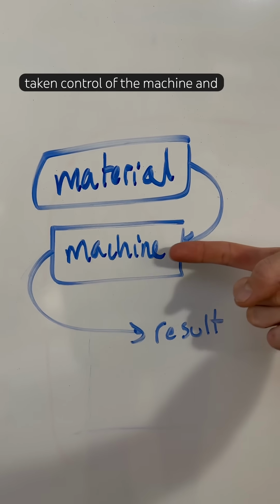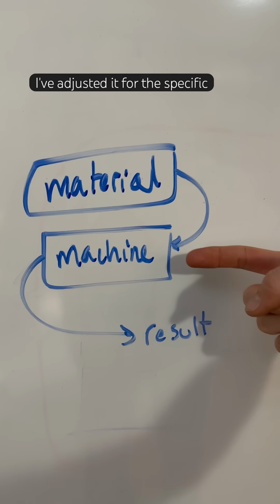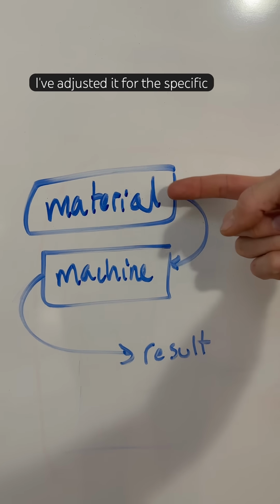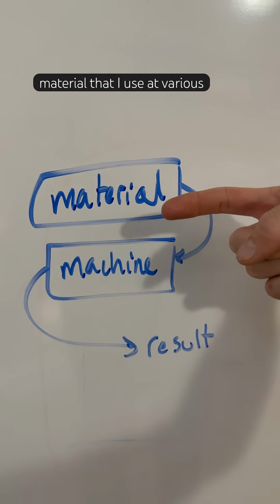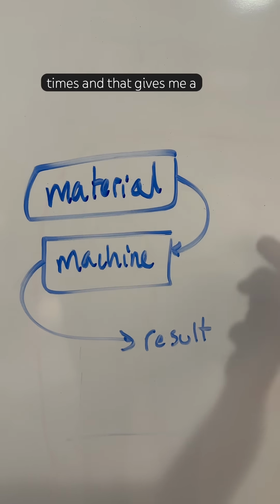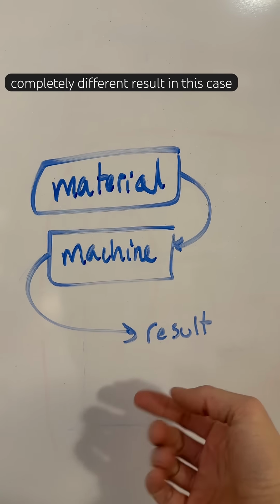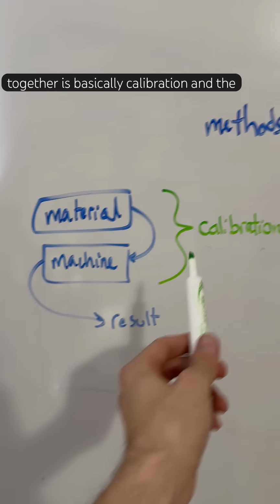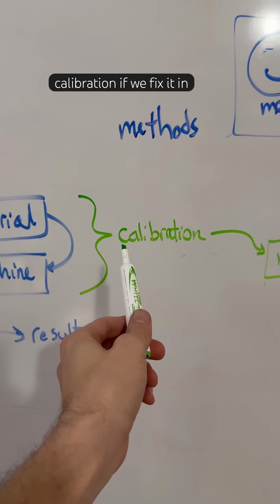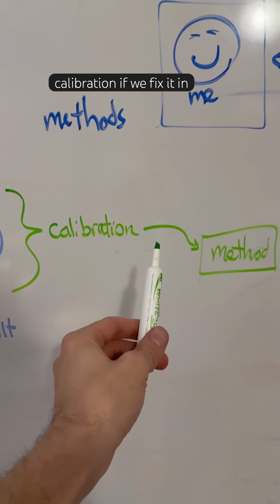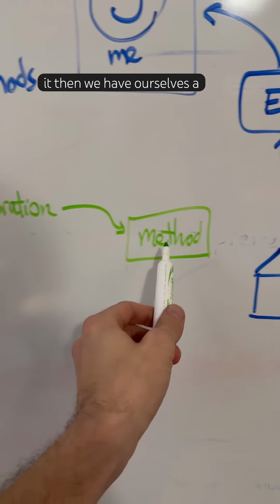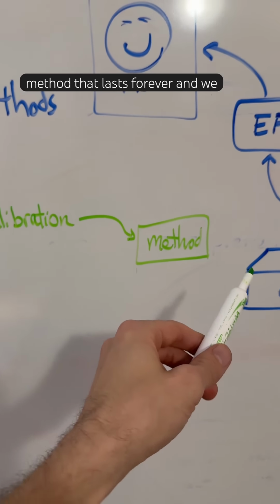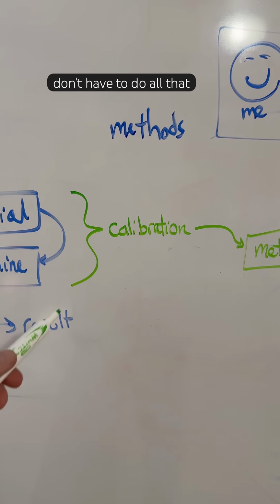Now I've taken control of the machine and I've adjusted it for the specific material that I use at various times. And that gives me a completely different result. In this case, it's way better. The process altogether is basically calibration. And the calibration, if we fix it in place and time and we document it, then we have ourselves a method that lasts forever, and we don't have to do all that homework ever again.